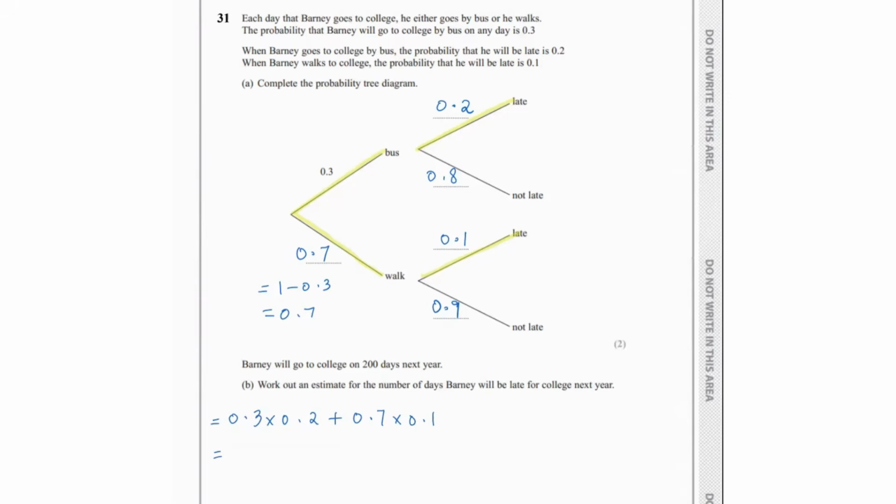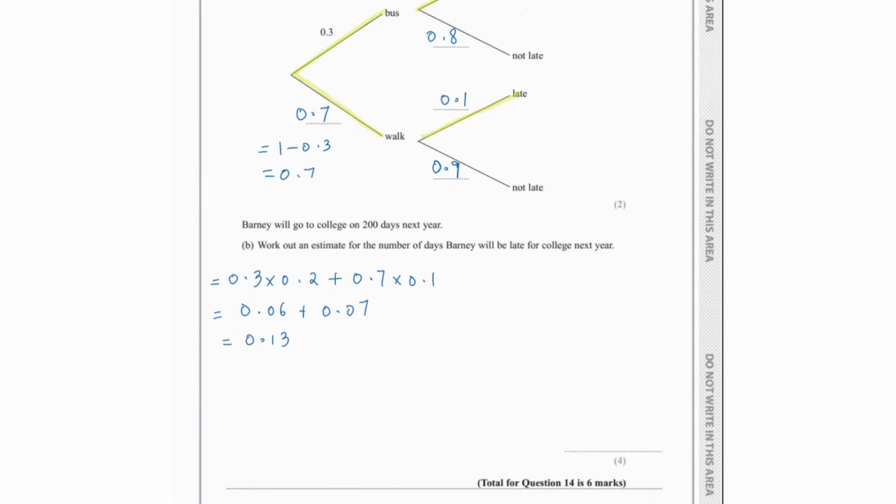So that is 0.13. Now we want to know how many times he'll be late, given that he's going 200 days. So 200 times 0.13, and that's going to be 26 days. So he's going to be late for 26 days out of the 200 days.